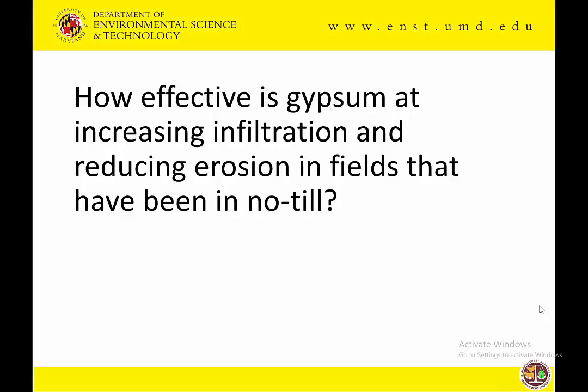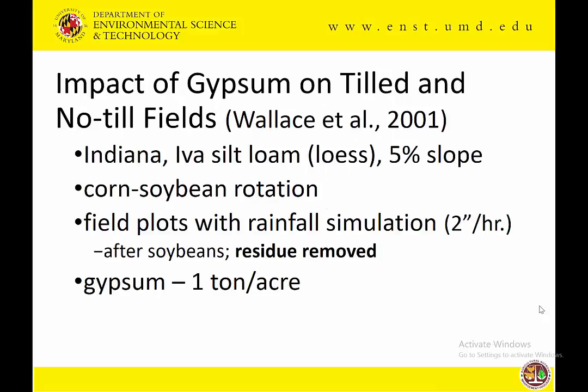Okay, so another experiment, how effective is gypsum at increasing infiltration and reducing erosion in fields that have been in no-till? So here's a group of people out of Indiana again, Wallace and Norton. They had some tilled and no-till fields. The soil was a silt loam. It's a loess soil, so it probably has some commonality. And it was an alfisol. It's probably similar to some of the loess soils we have in our loess caps.